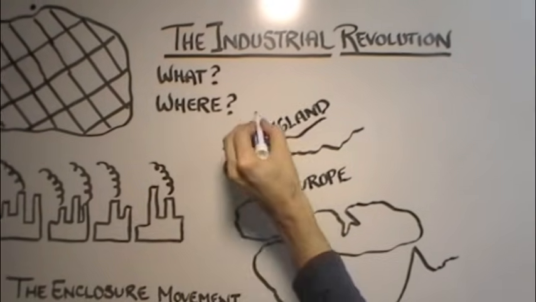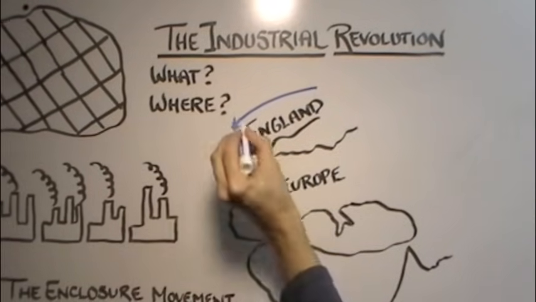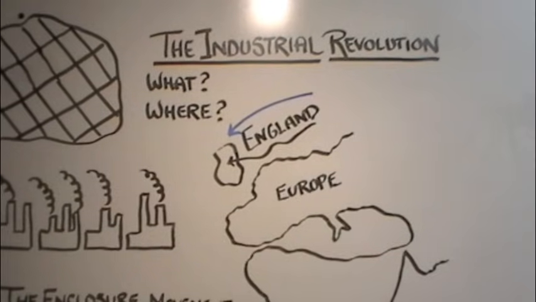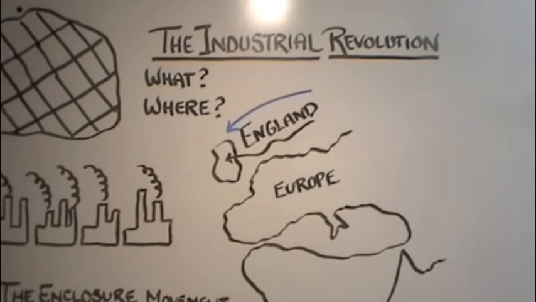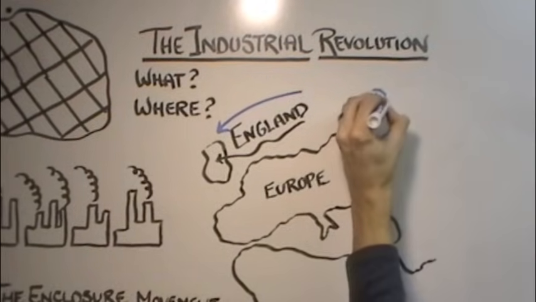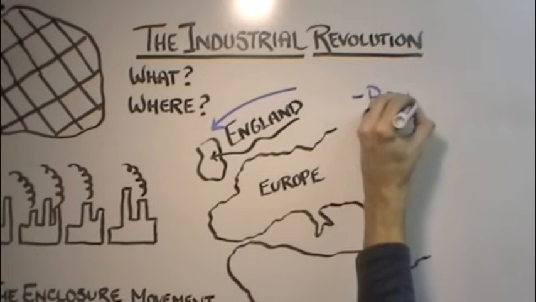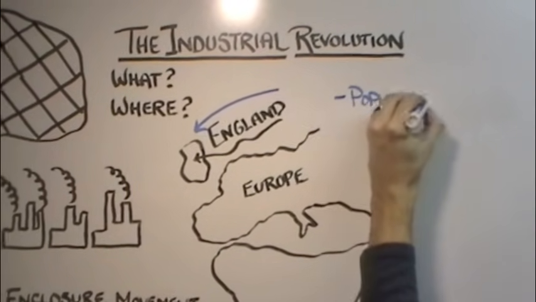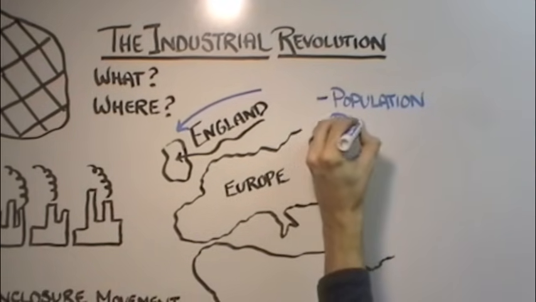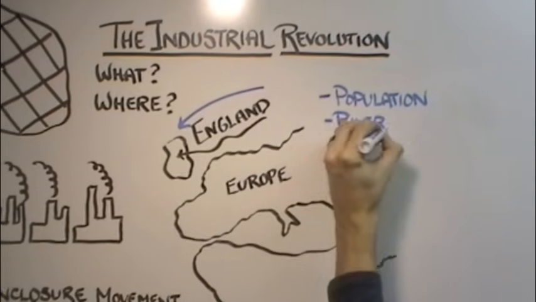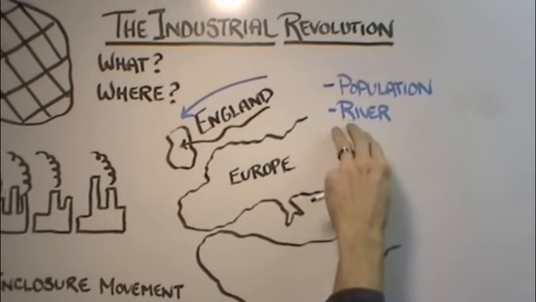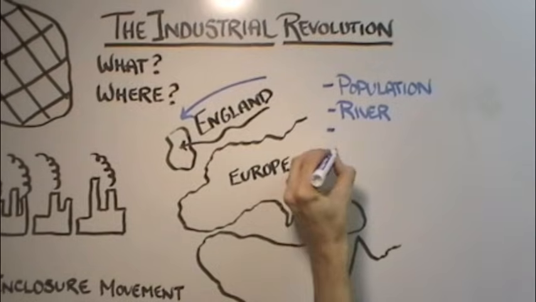It takes place first in England, and there are four major reasons why England moves ahead of everybody else. England had, at the time, a very high population. So England had a high population, it had many people, and in addition to that, it had rivers. While that doesn't seem like a big deal to us today, England had both rivers and harbors. Fast-moving rivers are extremely important for industrialization.